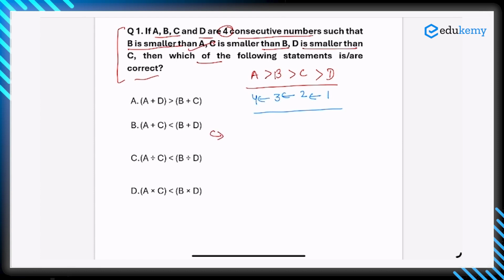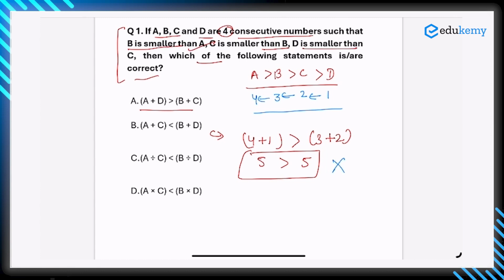The first statement says A plus D is greater than B plus C. A is equal to 4, D is equal to 1, B is equal to 3 and C is equal to 2. So 4 plus 1 is 5, and 3 plus 2 is 5. It is not possible, 5 is equal to 5, not greater than 5. So the first statement is wrong.